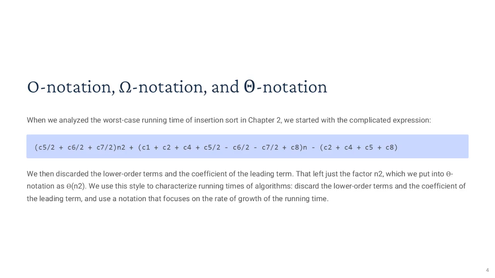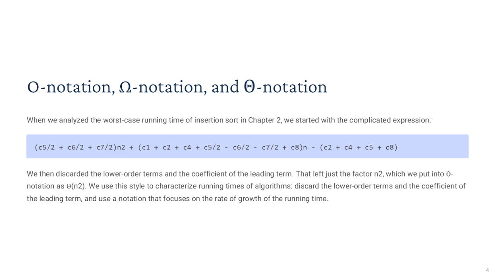A practical example of asymptotic notation is seen in the analysis of insertion sort. Its worst-case running time involves a complex expression with multiple terms. Using asymptotic notation, we simplify this to focus on the dominant term, leading to the characterization of its running time as Θ(n squared). This simplification highlights the scalability of the algorithm and allows for easier comparisons with other sorting techniques.